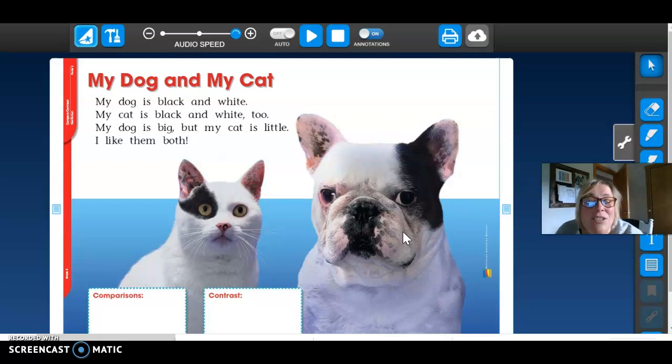Now let's contrast, or find ways that the cat and the dog are different just by looking at the picture. Well, one obvious one that I notice is one is a cat and one is a dog, right? The cat has long whiskers. The dog does not. I notice the dog is big and the cat is small. What do you notice? Something that's different.